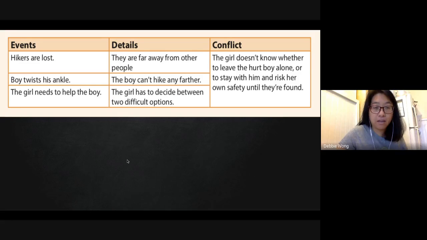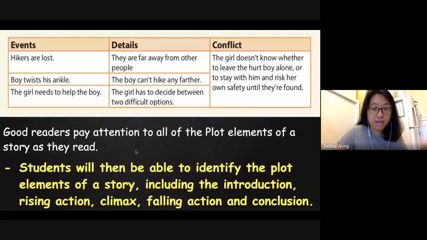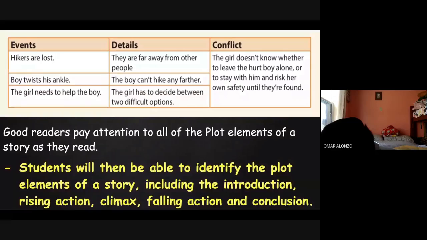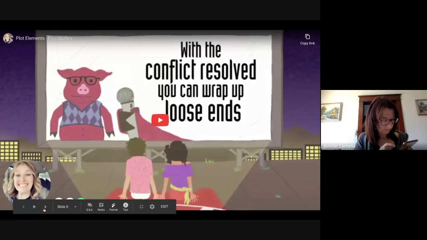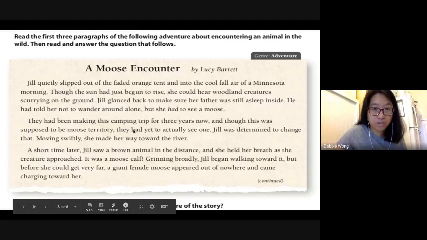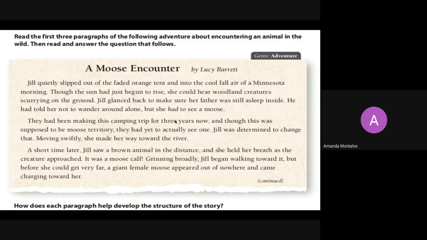So you can see that they're in that setting, right? There's a lot of things going on. They're lost. He twists his ankle. Now she has to decide whether or not to go for help or to stay with him. We're going to bypass this video because you can't hear it. Can I get a reader to read A Moose Encounter, paragraphs 1, 2, and 3.